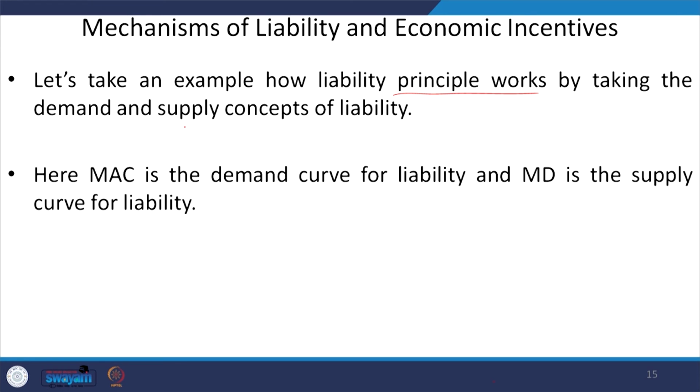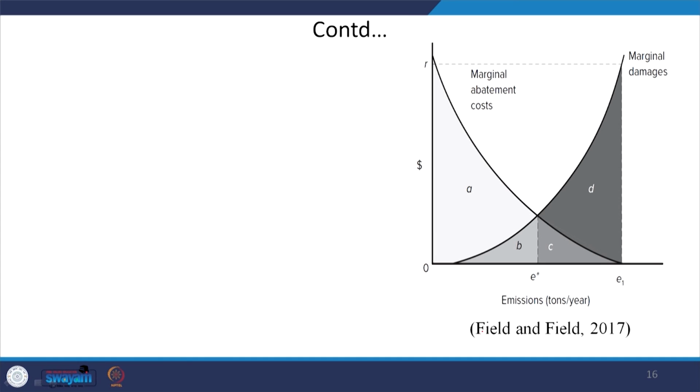As you understand, what is the demand curve for liability? It is the same marginal abatement cost. And what is the supply curve for liability? It can be represented by your marginal damage, right. So we can graphically represent this. This is your marginal abatement cost, and this is your marginal damages.